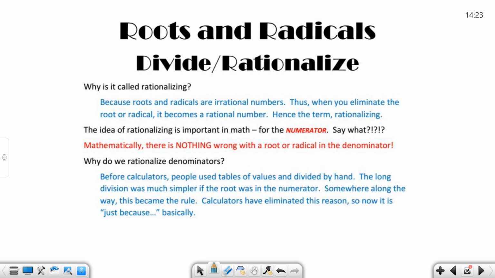So calculators have thus eliminated this reason. So now it's basically just because. Just because why? Just because I said so. Just because it's the way it's always been. Just because that's what your book does. Because that's what my teacher did. Okay? And math teachers, we're the worst about this just because.